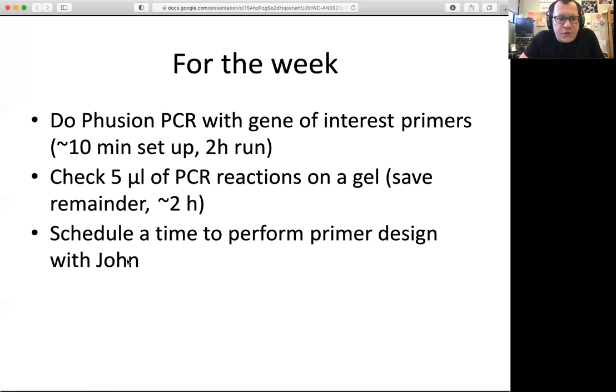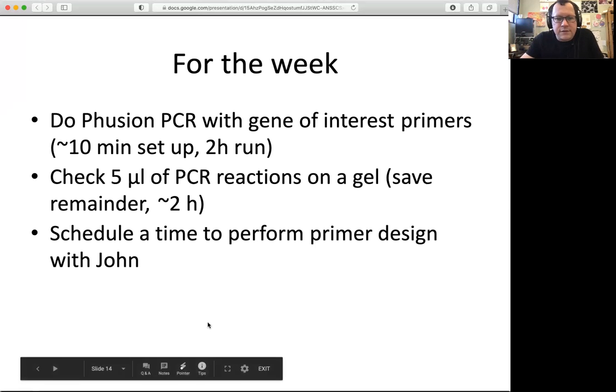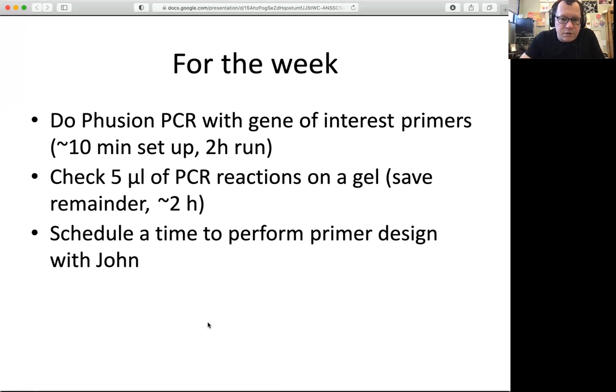It's a really useful protocol to have because when we order primers, they arrive desiccated, dry little pellets of DNA, and we have to rehydrate them. So that protocol is useful for those situations. We're not actually doing that this week.